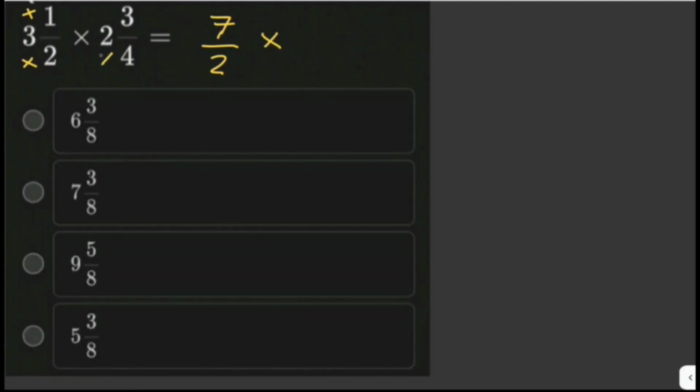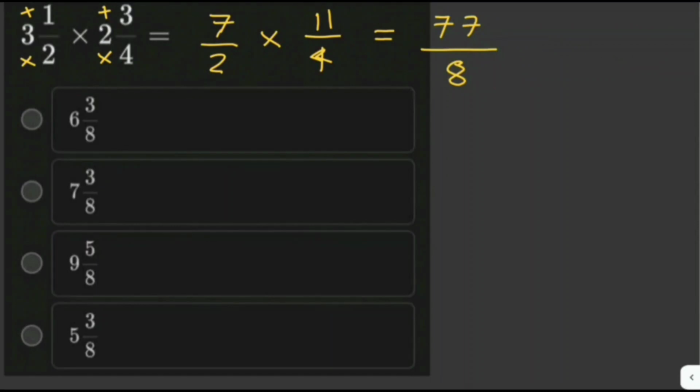times 4 times 2 plus 3. 4 times 2, 8 plus 3. That is 11/4. And now we can multiply the two fractions. That is 7 times 11. This is 77. And 2 times 4 is equal to 8. So our answer here is 77/8.